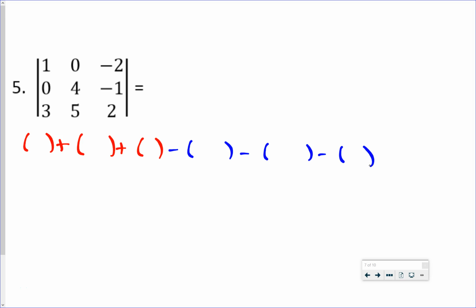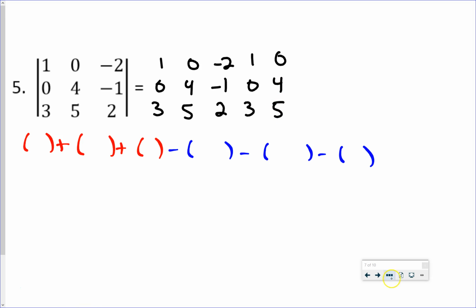Sometimes it helps just to see this. When we multiply and stuff, this is how it's always set up. Add, and then subtract. Step 1 is going to be to rewrite that matrix. So we have 1, 0, 3, 0, 4, 5, -2, -1, 2, and then we're going to rewrite the first 2 columns again. We're going to start at the very first entry and do my 3 diagonals straight down. What is 1 times 4 times 2? That is 8.